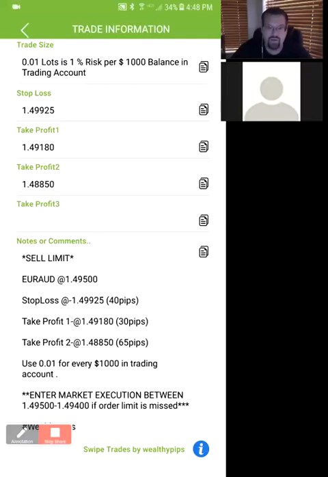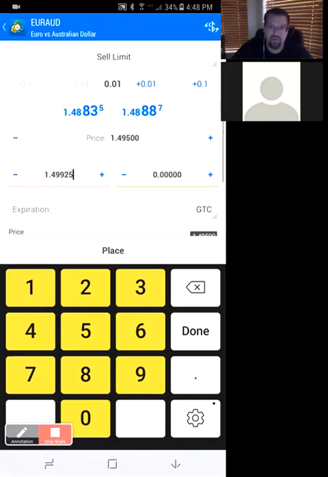So another reason that we're not going to take this trade is because we're not even close. If you go back to the trade, obviously we're at 1.483, 1.4883. So we're a lot higher than what he expected.